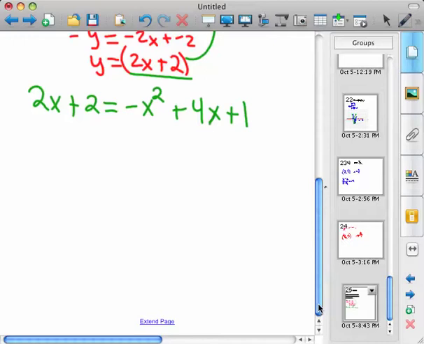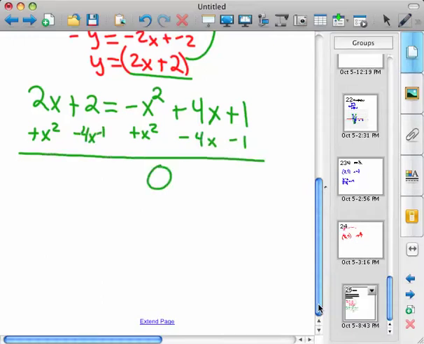So I'm going to move everything to the left. So I'm going to add x squared. I'm going to subtract 4x from both sides. And I'm going to subtract a 1 from both sides. I'm going to do all that in one step. So 0 equals, in descending order, x squared minus, well, you've got a 2x and a negative 4x, so minus 2x, and then a 2 and a negative 1, which would be plus 1. So we've got that all taken care of.